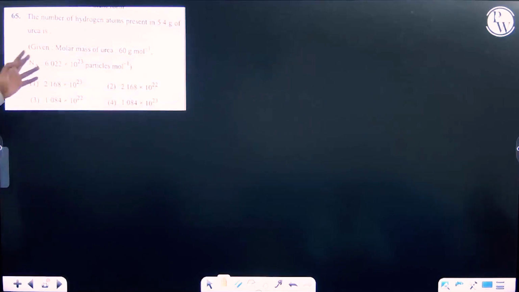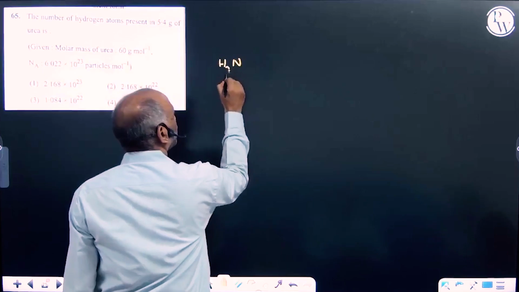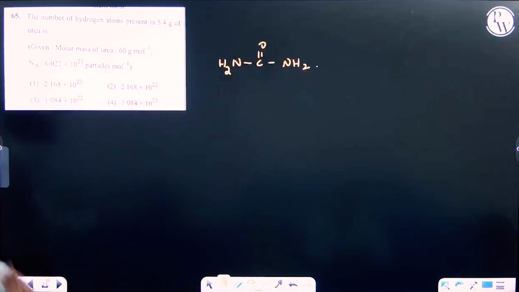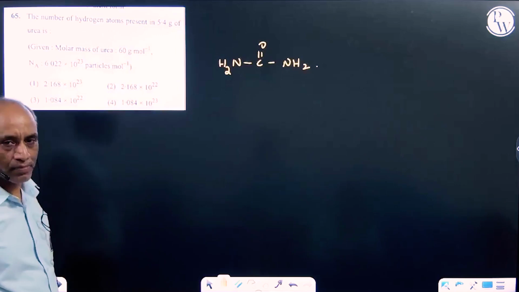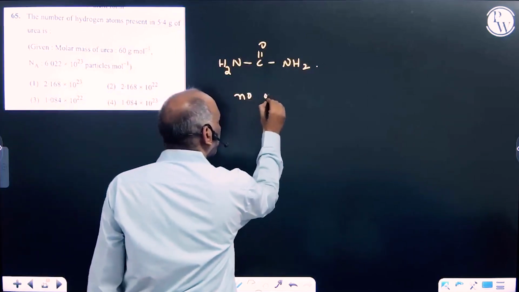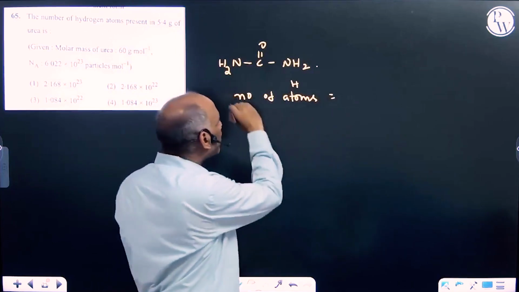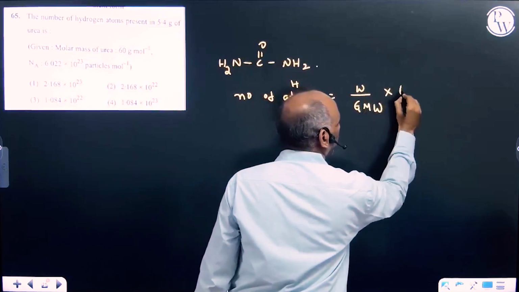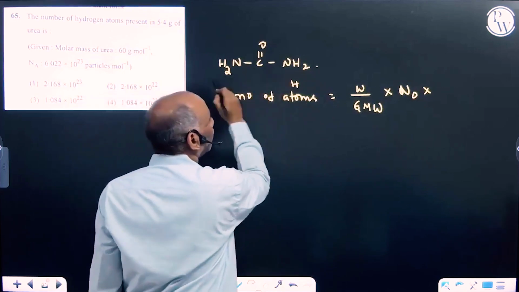If you look at the number of hydrogen atoms present in 5.4 grams of urea, first you should know the formula of urea. It is NH2CONH2. So whenever you want to predict the number of hydrogen atoms, first find the number of molecules present. That is, number of moles, weight divided by gram molecular weight, multiplied by Avogadro number gives you the number of molecules, and then multiply with how many hydrogens are there.